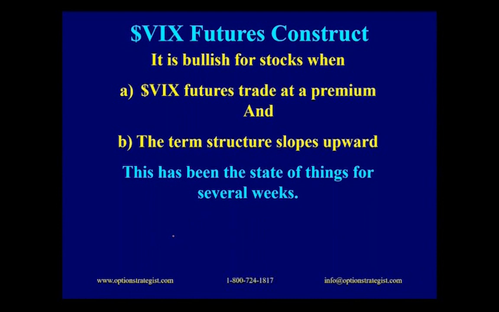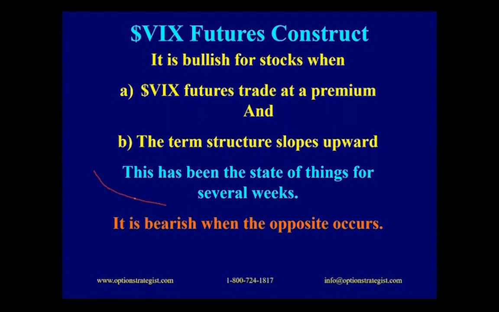When the opposite, well, that's been the case for a while now, so this indicator is bullish. When the opposite occurs, if the term structure starts sloping downwards and the futures are trading below the price of VIX, that's very bearish, and you should definitely be short the market or out of the market or heavily protected when that situation occurs.